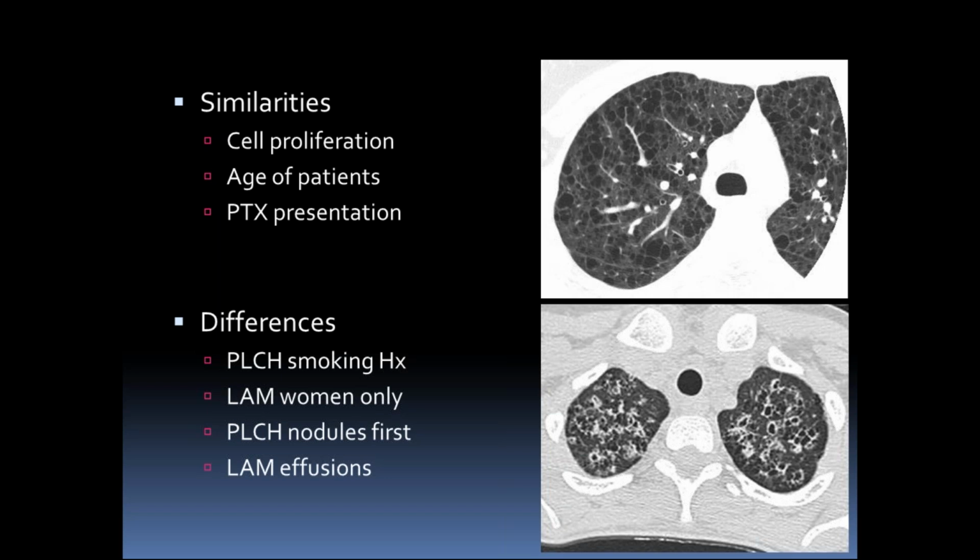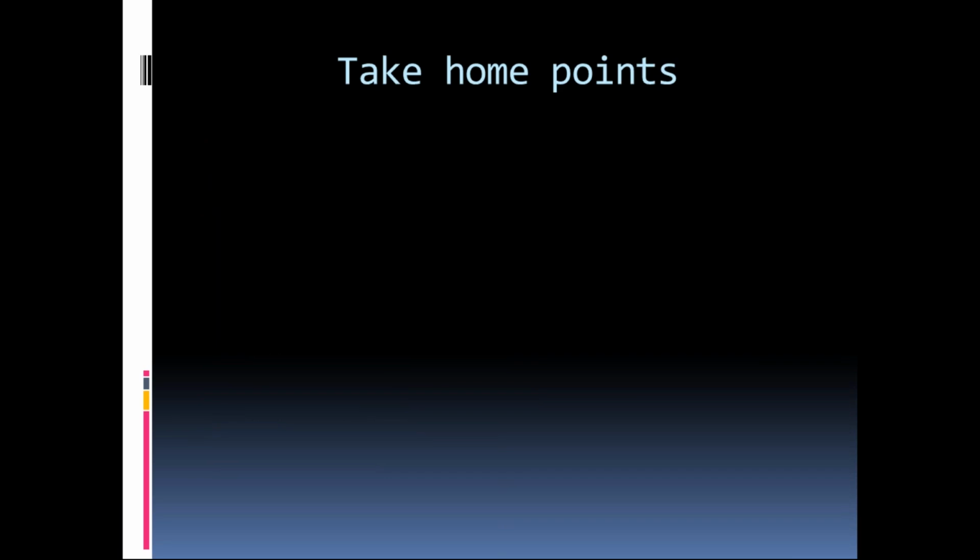In the histiocytosis, you see the nodules first, and that will help you differentiate things. And in LAM, you'll get effusions. It's very uncommon to have effusions within the histiocytosis. So that's pretty much the end of the most common diagnoses, but I want to leave you with a couple of take-home points.